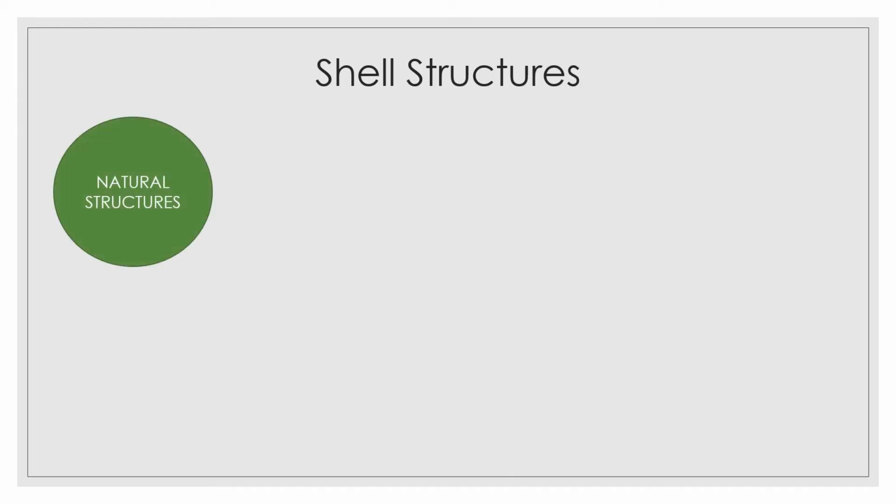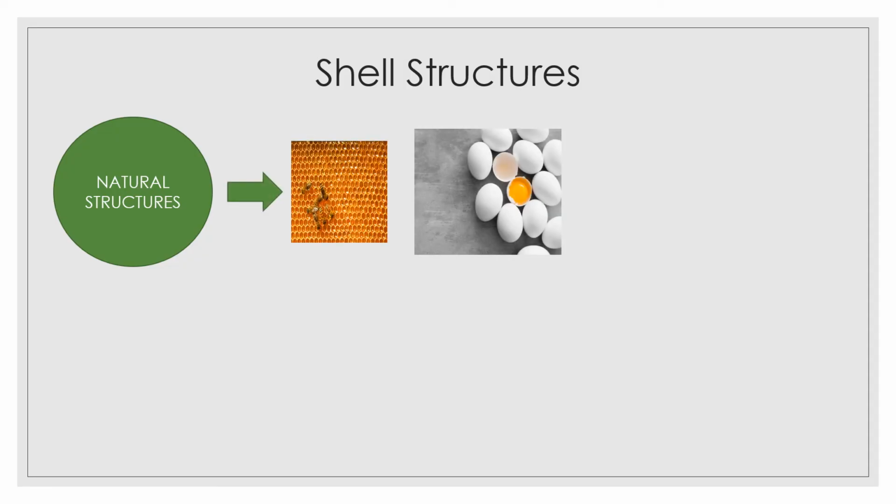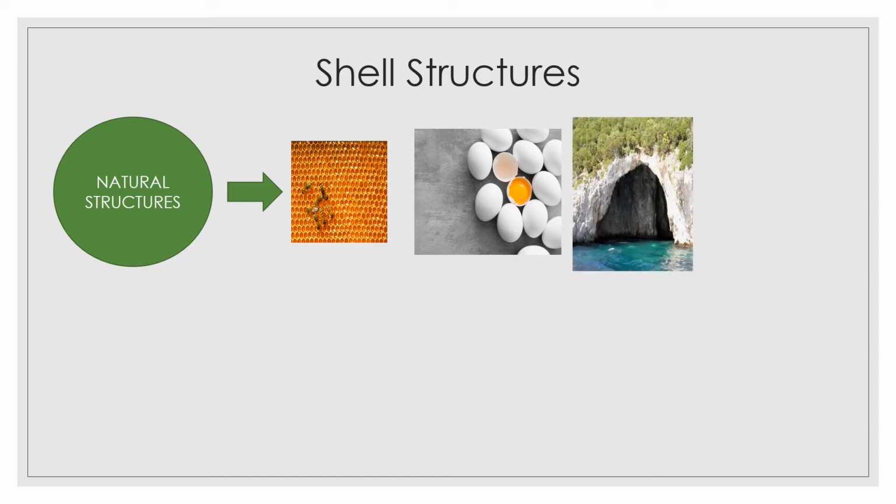The next type of structure we find is shell structures. Shell structures consist of an outer shell and a hollow inside. Shell structures usually protect whatever is inside, for example, an eggshell or a beehive. So let's look at natural shell structures. A beehive, an egg, a cave, or a weaver nest.